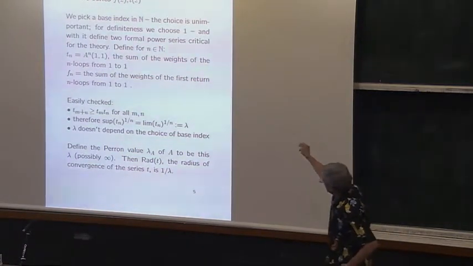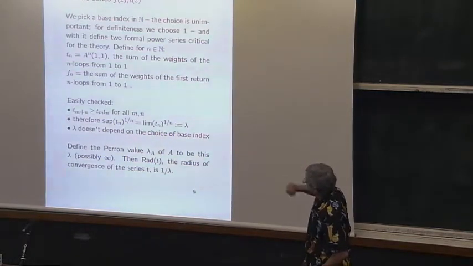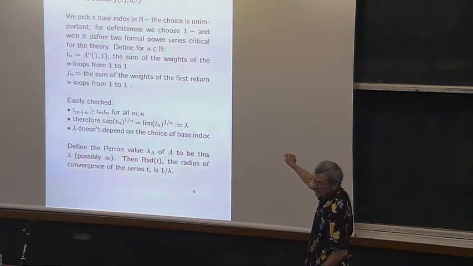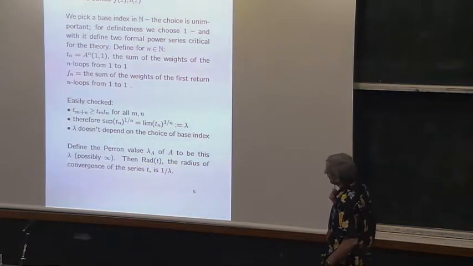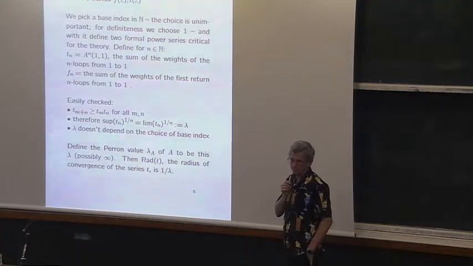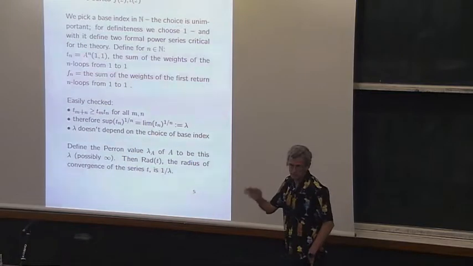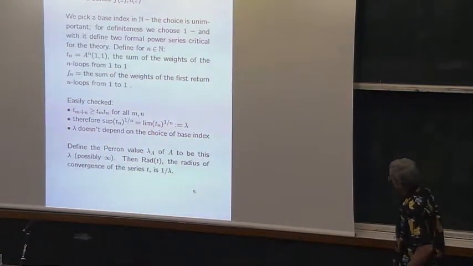T sub n is A^n(1,1), the 1,1 entry of the nth power of the matrix. This is the sum of the weights of the n loops from 1 to 1. Okay. Now F sub n is the sum of the weights of the first return n loops from 1 to 1. Okay. So the difference is just first return versus all returns.